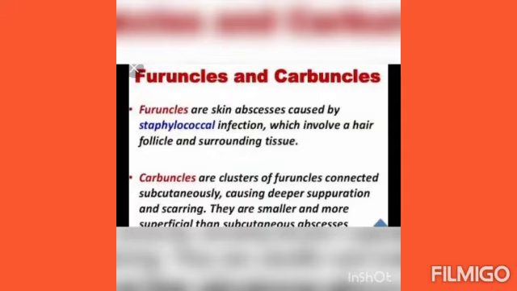In case of carbuncle, carbuncles are clusters of furuncles connected subcutaneously, causing deeper suppuration and scarring. They are smaller and more superficial than subcutaneous abscess. So you just understand carbuncle is a cluster of furuncles, and it causes more pus and is more suppurative in nature, and it leads to severe scarring in our body.